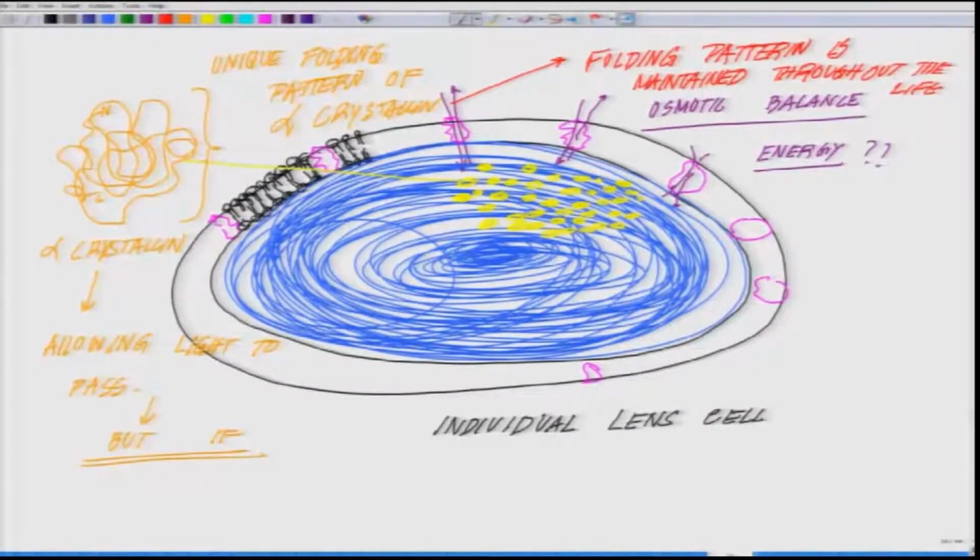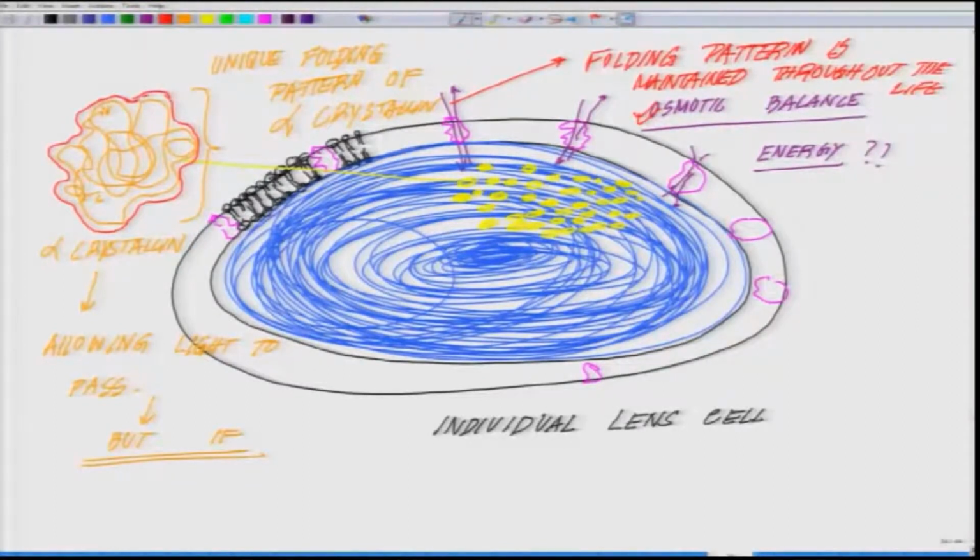And in order to maintain this folding pattern, this osmotic balance and all other properties are very essential. Now, say for example, this folding pattern, what you see, a three-dimensional folding pattern in terms of alpha crystalline. Say for example, if I just outline the structure like this. So, this is the final folded structure I am getting.